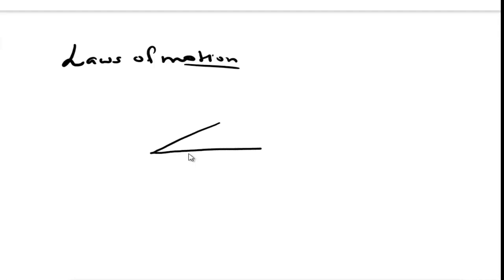Okay, so here in Laws of Motion, last class we discussed some exercise questions. In today's class, we will be discussing some more exercises which are very important for your entrance exam.